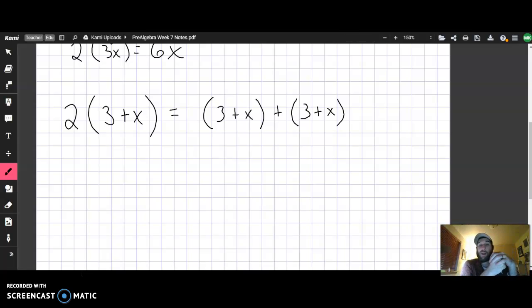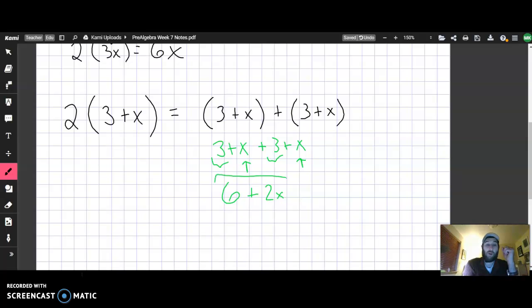Let's go ahead and do that. We don't need the parentheses anymore because we don't need to group them anymore. There's nothing else that's being multiplied. So this is the same thing as just saying 3 plus x plus 3 plus x. And so we have 2 sets of 3. 3 plus 3 is 6. And we have 2 x's. And so x plus x is just that, 2 x's. And so when you simplify 2 times the quantity of 3 plus x, it is 6 plus 2x.